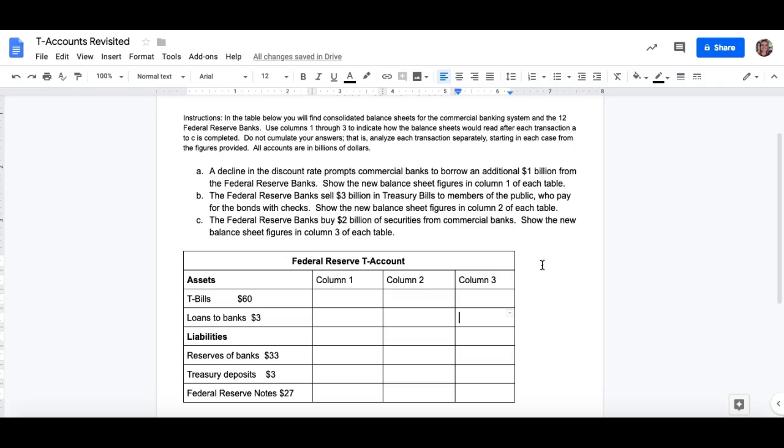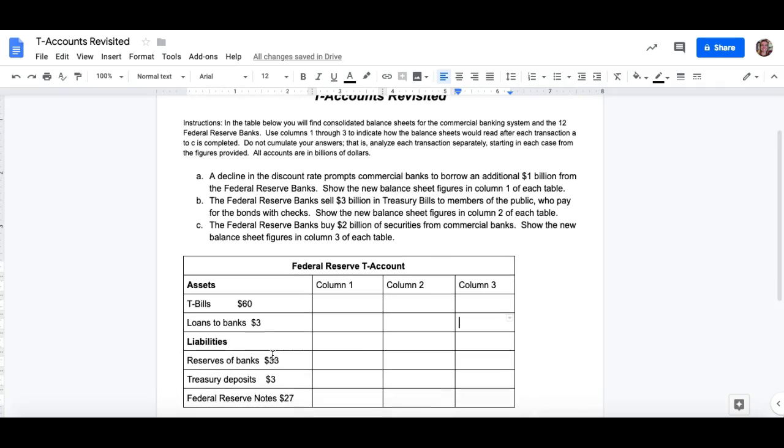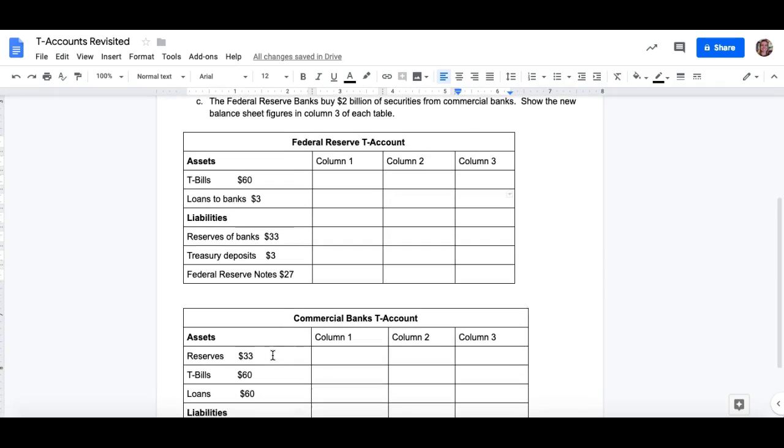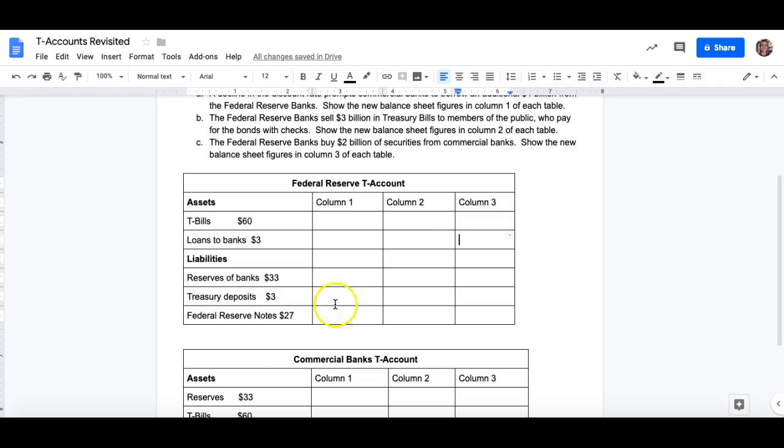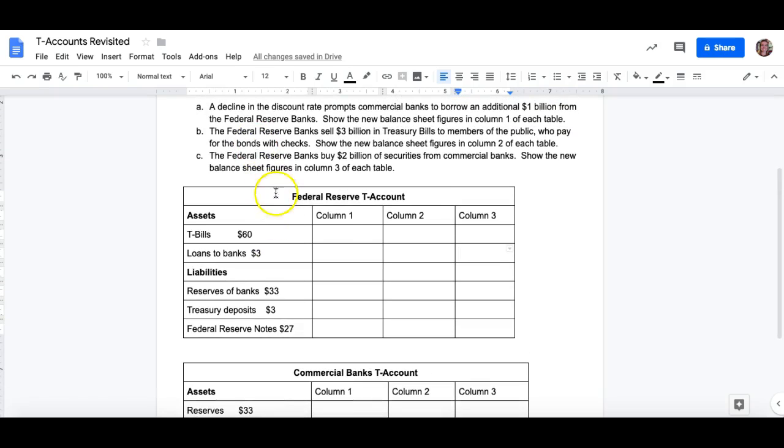Do not accumulate your answers. That is, analyze each transaction separately, starting in each case from the figures provided. All accounts are in billions of dollars. So part A is going to be in column 1. Part B is in column 2, part C is in column 3. And every single time you're going back to the original numbers that are printed over here so they're not accumulated, okay? Keep in mind that the changes, you're not going to see changes to all of these numbers when you go through A, B, and C, okay? Be very careful. There is a difference between B and C, okay?